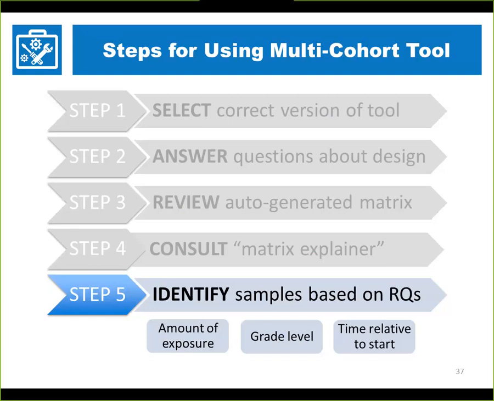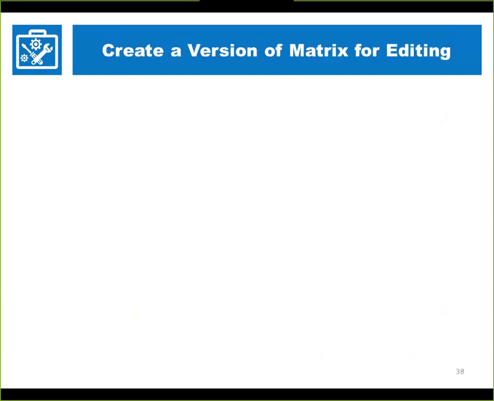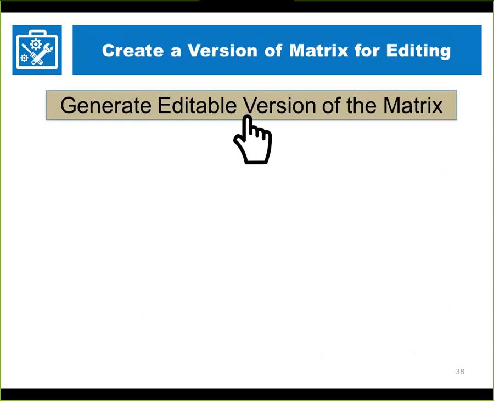In order to identify the cells in the matrix that will be included in the evaluation sample, you can create a version of the matrix that can be copied or edited. To do this, you click the button on the Matrix tab that says Generate Editable Version of the Matrix, and a new spreadsheet will be created with a copy of the matrix.